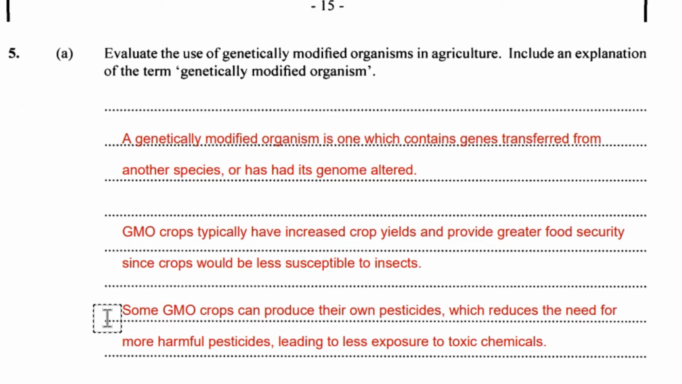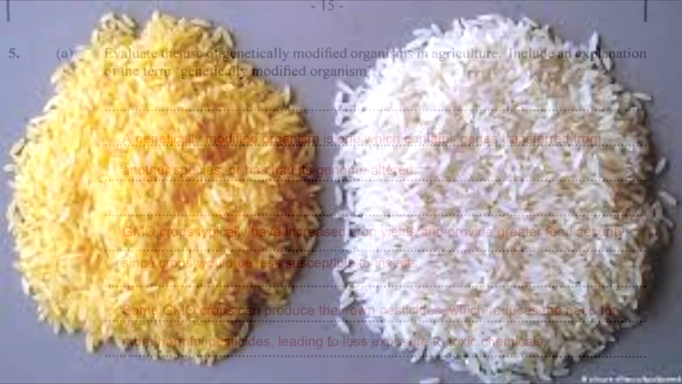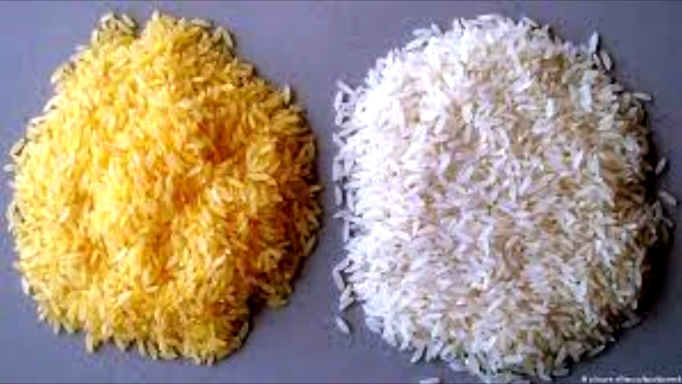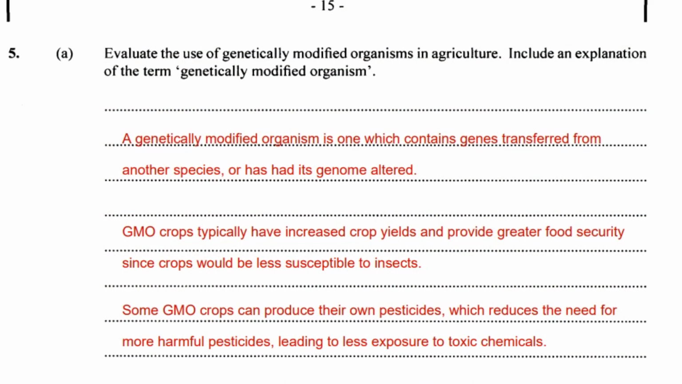So this reduces the need for more harmful pesticides, leading to less exposure to toxic chemicals to the crops and to the people eating those crops. Some GMO crops have enhanced nutrients to combat nutrient deficiencies in humans living in impoverished regions. Example would be golden rice, and golden rice is basically rice, like regular rice grains, infused with a daffodil gene, and as a result now it looks a little more yellow in color. These contain beta carotene to mitigate night blindness, kind of like vitamin A.